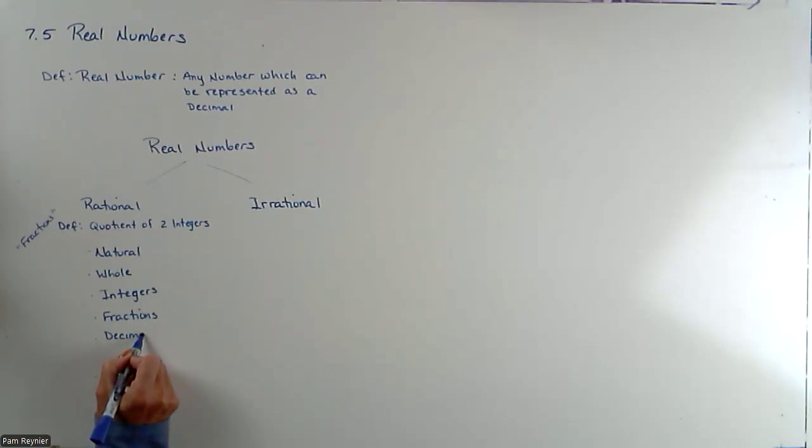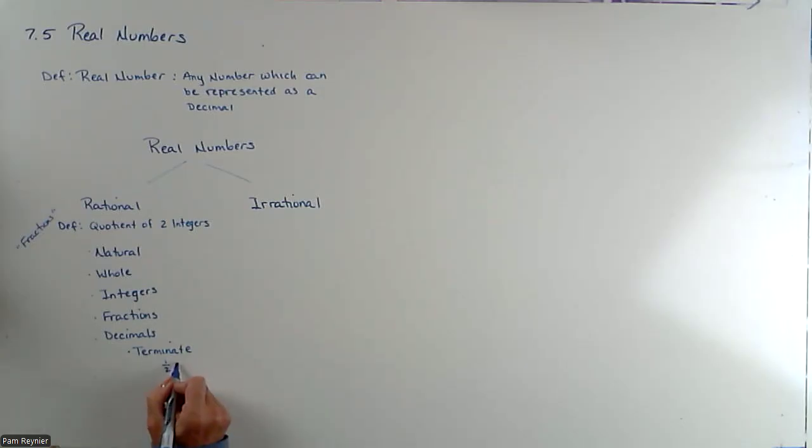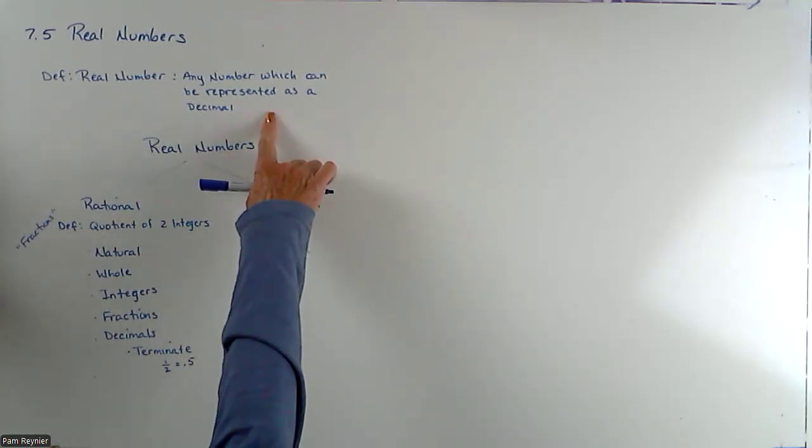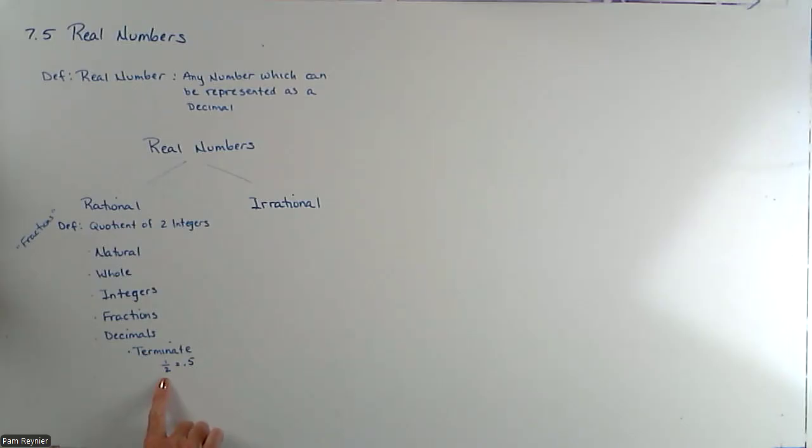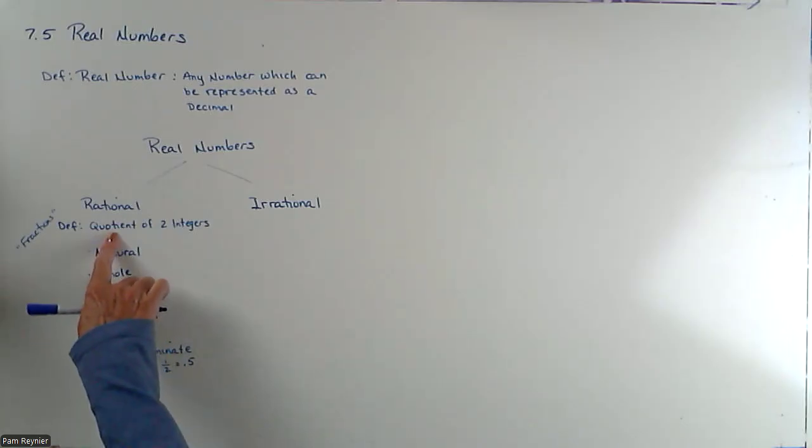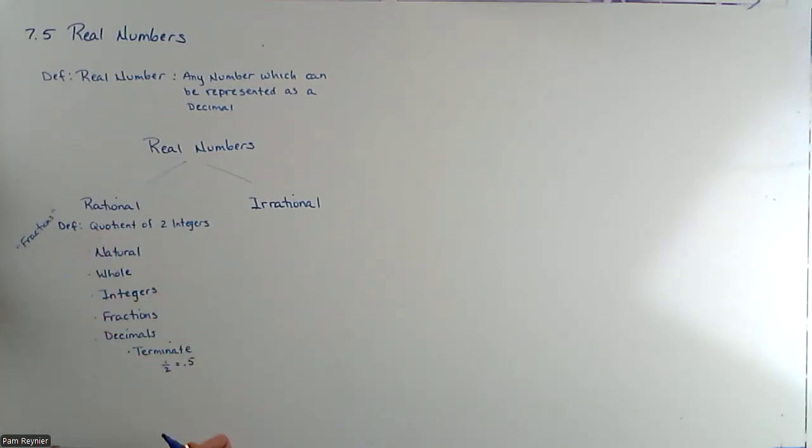But with decimals, we have to subdivide that into either ones that terminate or end. For example, 1/2. That's the same as 0.5 with 0, 0, 0. It terminates or it ends. So by definition, it can be written as a decimal. So therefore it's real. By definition, it's already a fraction. And so it's rational because that's a fraction. Or they have to repeat.